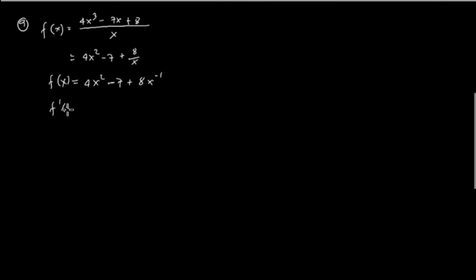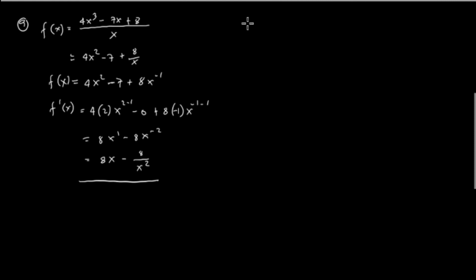And f prime of x is equal to, using the constant multiple rule, 4 times 2 and x to the 2 minus 1, minus the derivative of the constant, which is 0, plus 8 multiplied by x to the negative 1, or negative 1 times x to the negative 1 minus 1. And then simplify. 4 times 2 is 8. X to the 2 minus 1 is 1, or x. Then 8 times negative 1 is negative 8. And x to the negative 1 minus 1 is negative 2. And simplify. 8x minus, changing the negative exponent to positive, 8 over x squared. This is the derivative.